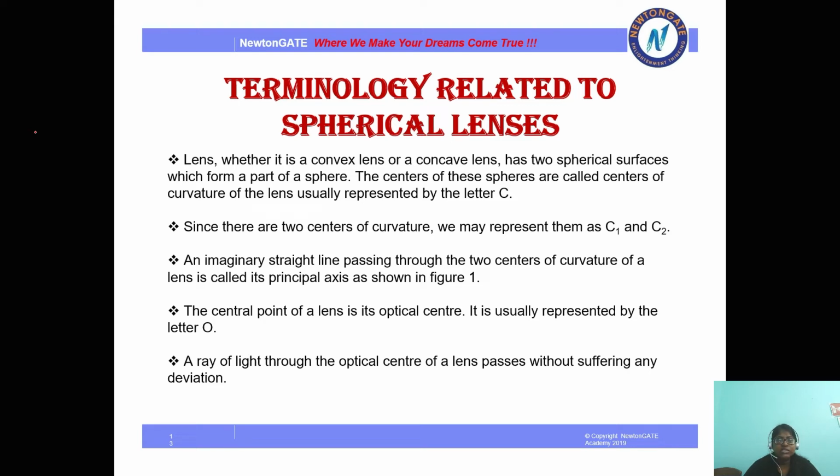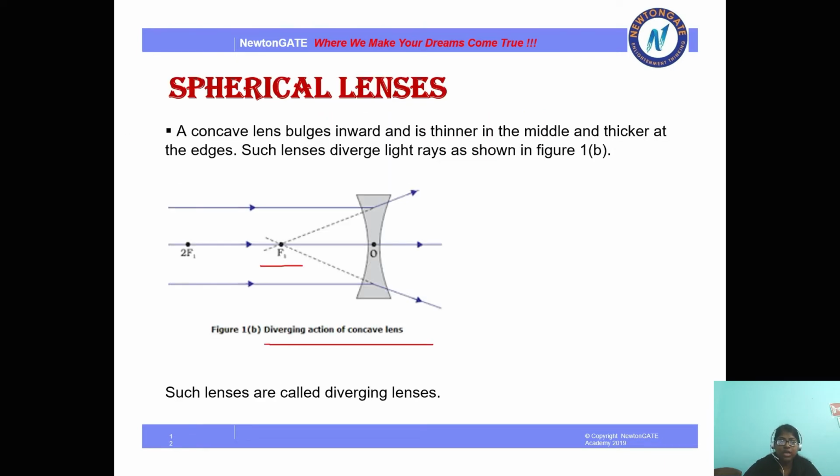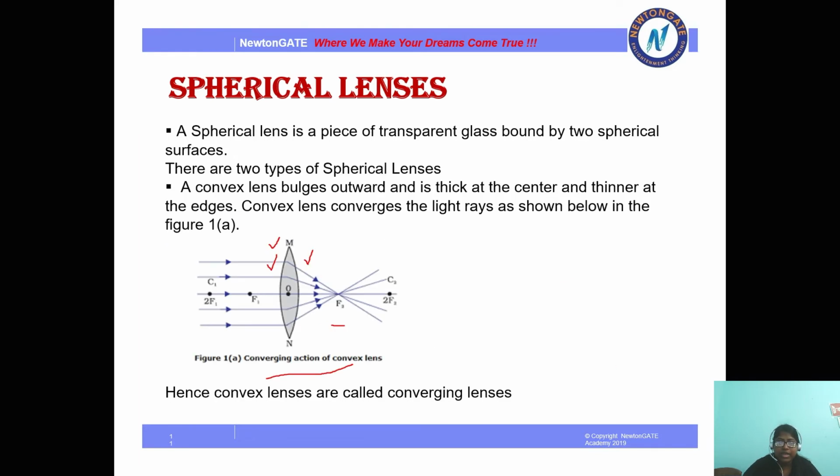Some terminologies are still the same, like center of curvature and radius of curvature, but you have to understand that instead of one, there are two radii of curvature and two centers of curvature. Why? Because there are two surfaces. If I take this one, probably this will be more understandable.